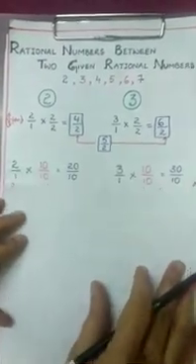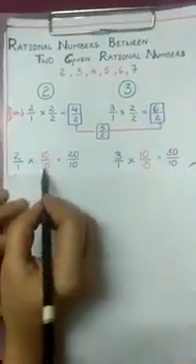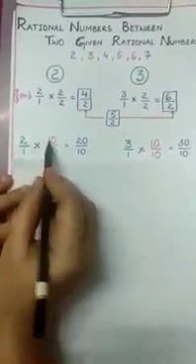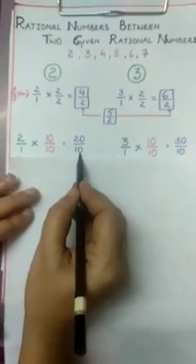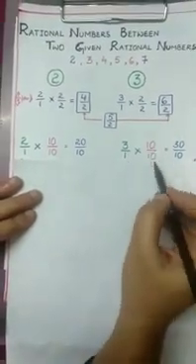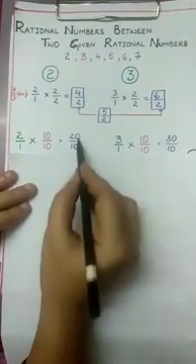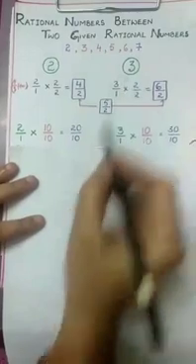Now let us multiply with another fixed number, 10. 2 by 1 into 10 by 10. So 2 tens are 20, 1 tens are 10. 3 by 1 into 10 by 10. 3 tens are 30 and 1 tens are 10. Where this 20 by 10 is equal to 2 and 30 by 10 is equal to 3.